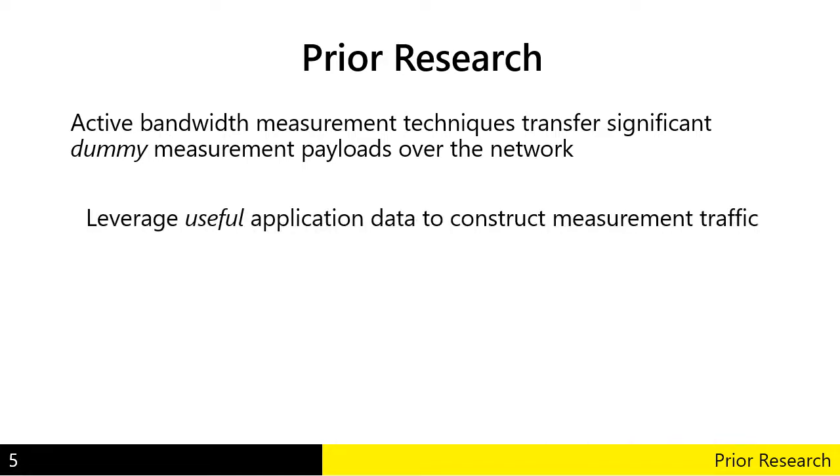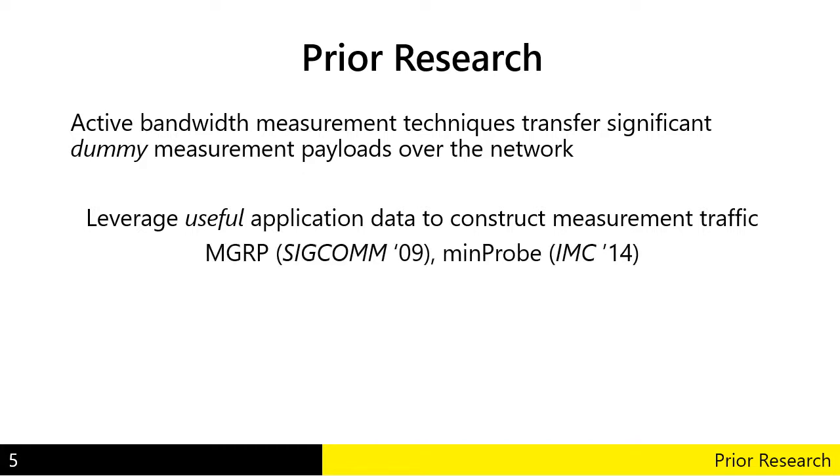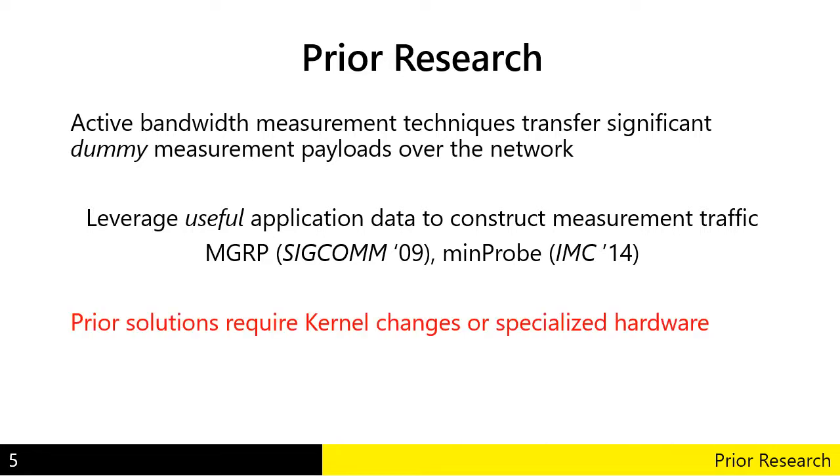Prior research has explored the idea of actually leveraging useful application data to construct measurement traffic. In doing so, you are sending actual application data over the network to the other side, and you're conducting measurements at the same time. This has been explored in prior research, namely MGRP and MinProbe. However, the primary problem with these solutions is that they require changes to the kernel, and they require specialized hardware, which makes them difficult to deploy in a wide-scale environment.